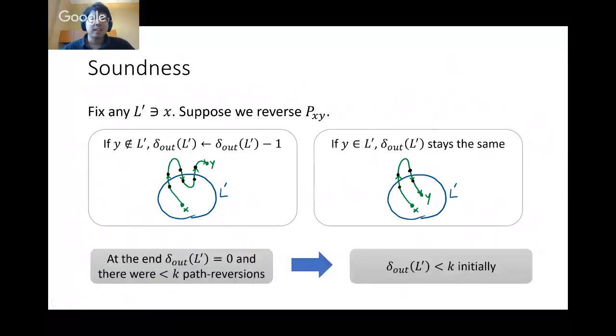Just by this observation, we know that if we return the cut L prime, we must have gotten stuck at L prime, which means that at the end, the cut size of L prime has become 0. But there were less than k path reversions in the algorithm. So we know that the cut size must be less than k initially. Is this clear? Okay.